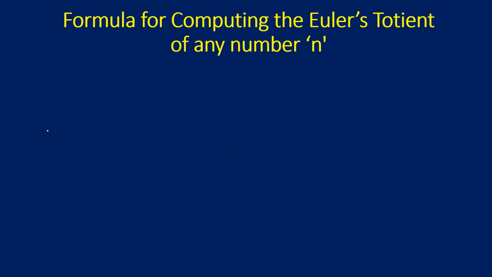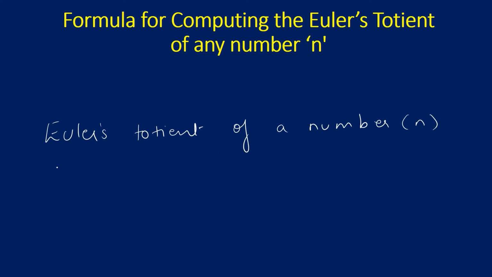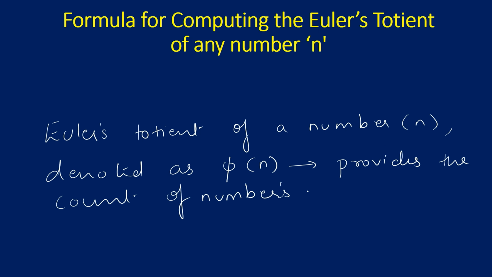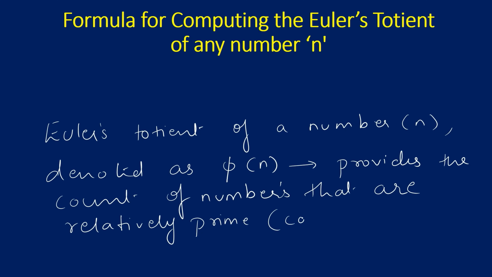First and foremost, what is the information provided by Euler's Totient? So Euler's Totient of a number n, which is also denoted by phi of n, provides the count of numbers that are relatively prime, or which we also call co-prime to n. So Euler's Totient of a number provides us with the count of numbers that are relatively prime to number n.